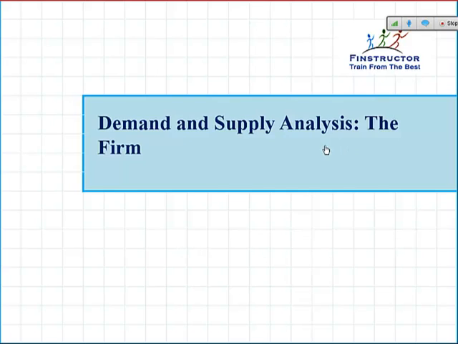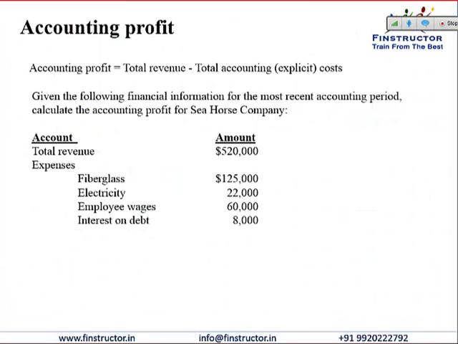So we'll continue our discussion on microeconomics, and in this reading, we'll go through the concepts of demand and supply analysis relating to the firm and how it relates to the profitability and the production of an individual company or a firm. So, the first concept that we will study in this regard is that of accounting profit.